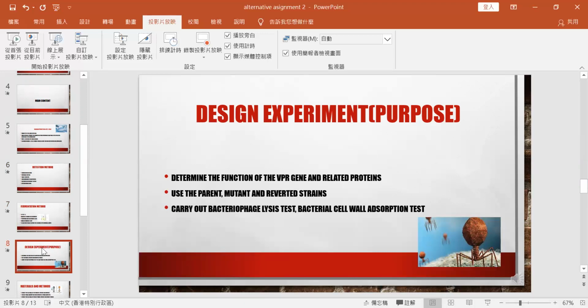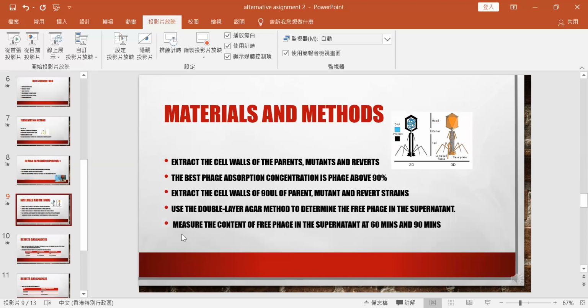In order to further determine the function of the VPR gene and related proteins, the parent, the mutant and the reference strain were subjected to a phage lysis test or the bacterial cell wall adsorption test. First of all, we need to extract the cell walls of the parent, the mutants and the reference in the experiment.